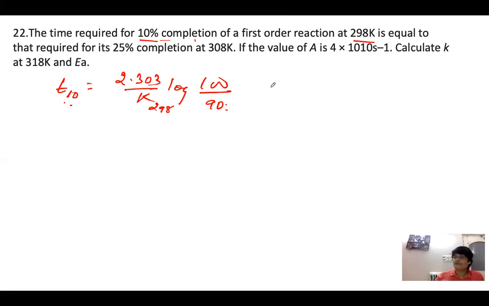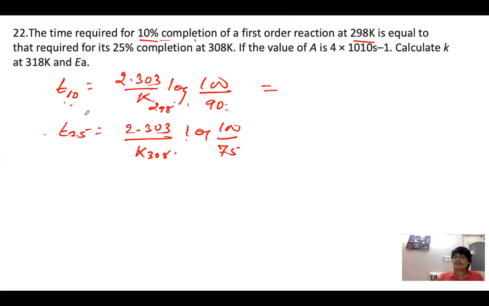T25 is equal to 2.303 by K, taking place at 308 Kelvin, log 100 upon 75. These two times are equal. It means we can say 2.303 by K 298 log 100 upon 90.